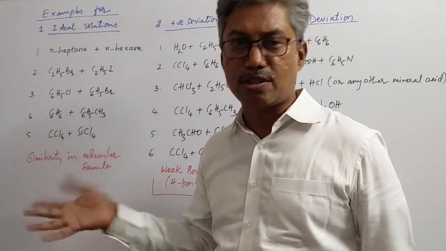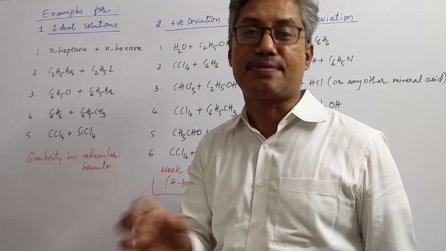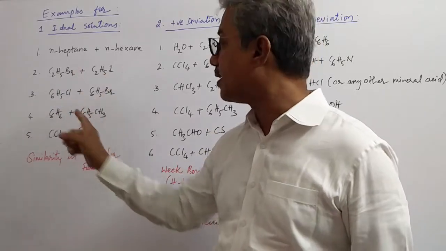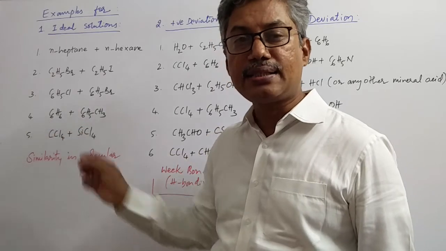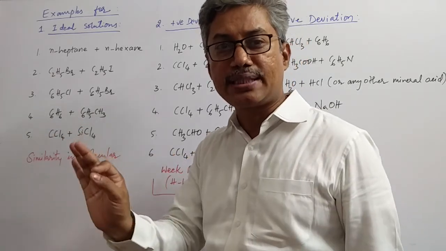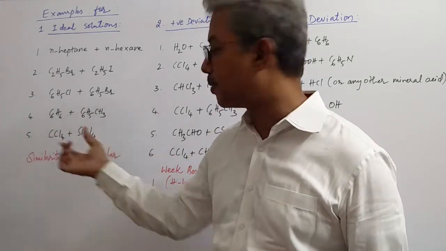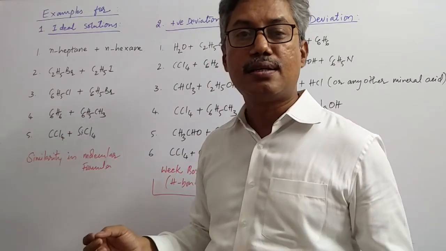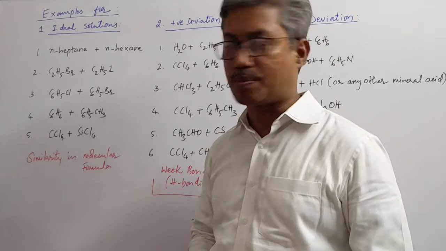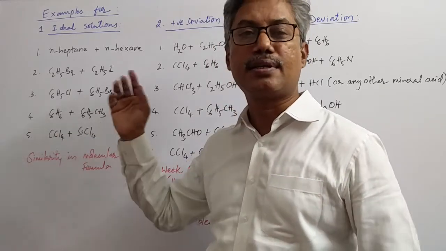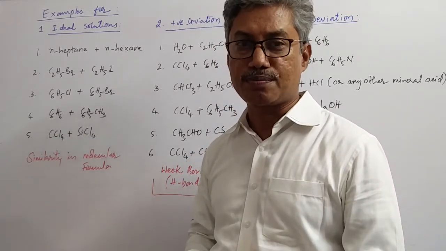The family is the same, the halogen family is the same, but the halogen is different. One is bromine, another one is iodine. Now here also the same. Look at this. One is benzene, and in the other, one hydrogen is substituted by a methyl group. That means it also has a similar molecular formula. There is not much difference in the molecular formula. Now look at this, CCl4 and SiCl4.